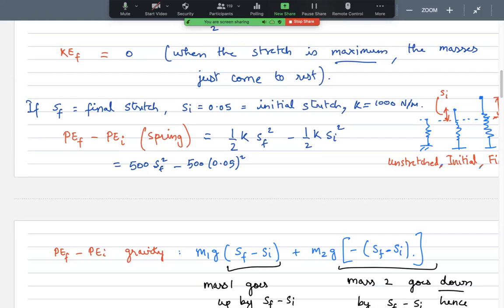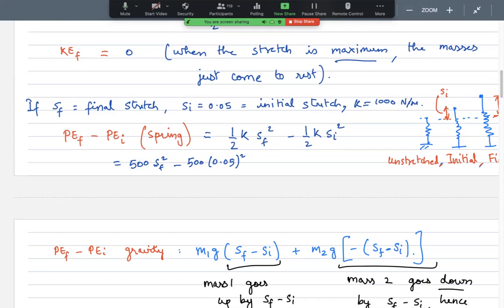So here is a picture, basically, of the situation. You can imagine the unstretched case of the spring, and then initially at time t equal to 0, the spring is already stretched, and that stretch is what we are calling S sub I, which is 0.05 meters. And then finally, at the moment of maximum stretch, that's S sub F. So this point moves from here to here. The spring stretch goes from S_I to S_F. That's the mental picture that you want to have.